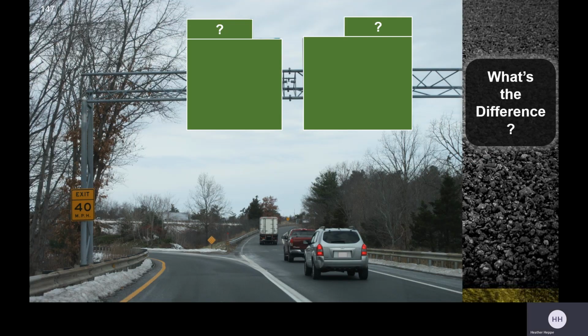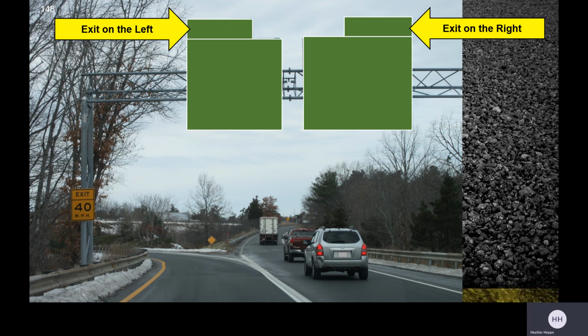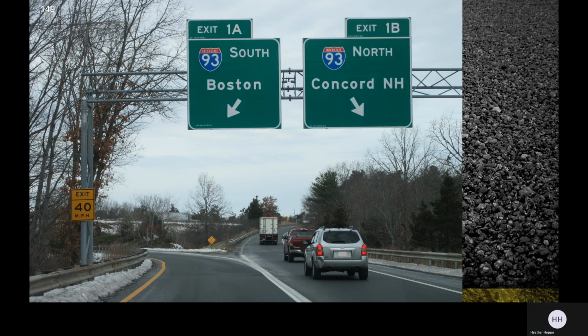This is an information sign. We're going to check and see what the difference is. This is exit on the left. This is exit on the right. So this little top up here is showing you this information is for the left lane, and this information is for the right lane based on where this is positioned. And here we can see it in filled out fashion that it's telling you if you take exit 1A on the left, you can go to Boston. If you take exit 1B on the right, you can go to Concord, New Hampshire.